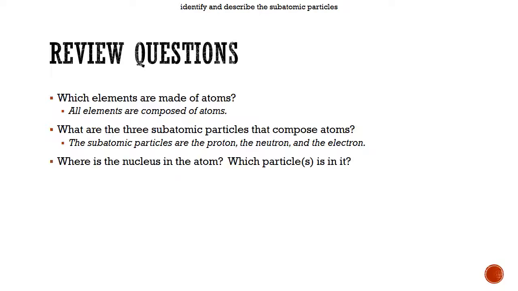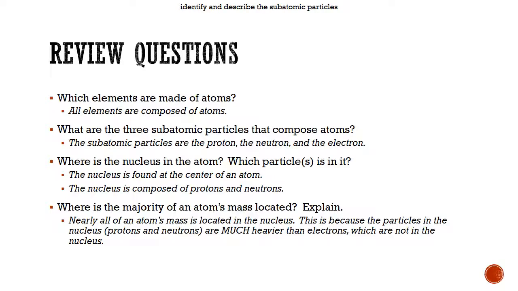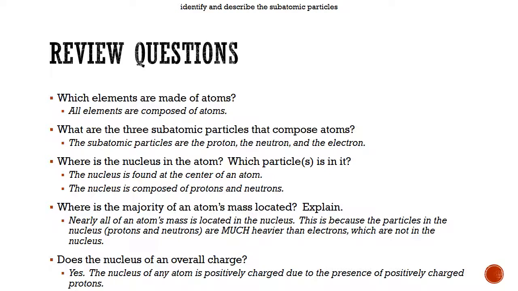Question number 3. Where is the nucleus in the atom? Which particle or particles is in it? The nucleus is found at the center of an atom. The nucleus is composed of protons and neutrons. Where is the majority of an atom's mass located? Explain. Nearly all of an atom's mass is located in the nucleus. This is because the particles in the nucleus, the protons and the neutrons, are much heavier than electrons, which are not in the nucleus. Does the nucleus have an overall charge? The answer here is yes. The nucleus of any atom is positively charged due to the presence of positively charged protons.